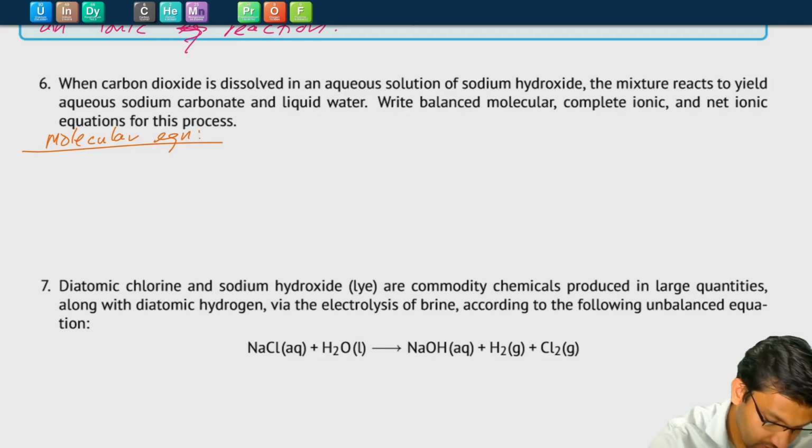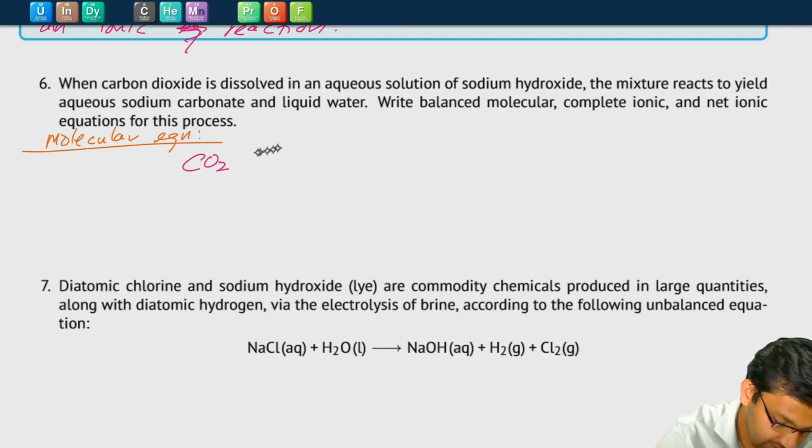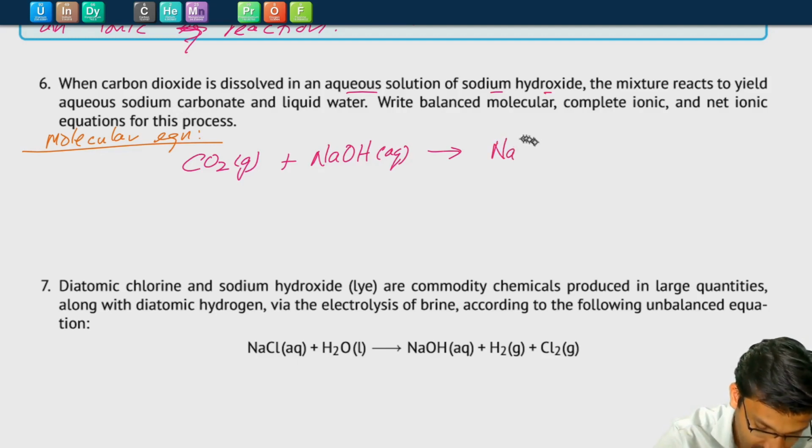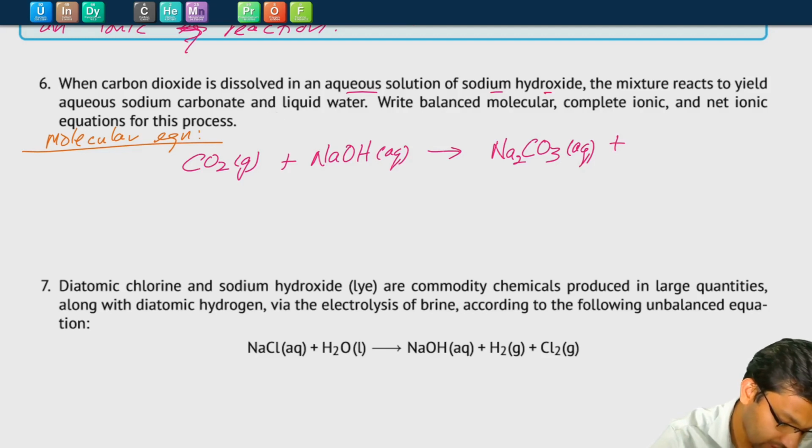Okay, so in here we have carbon dioxide. It doesn't say what state it is, we'll call it a gas. It's dissolved in aqueous sodium hydroxide, so that's sodium hydroxide, NaOH, aqueous, goes to give us aqueous sodium carbonate. Sodium has a charge of +1, carbonate has a charge of 2 minus, so we need 2 sodiums to balance that out, but that's aqueous, plus liquid water. So H2O, liquid. So that's our unbalanced equation.